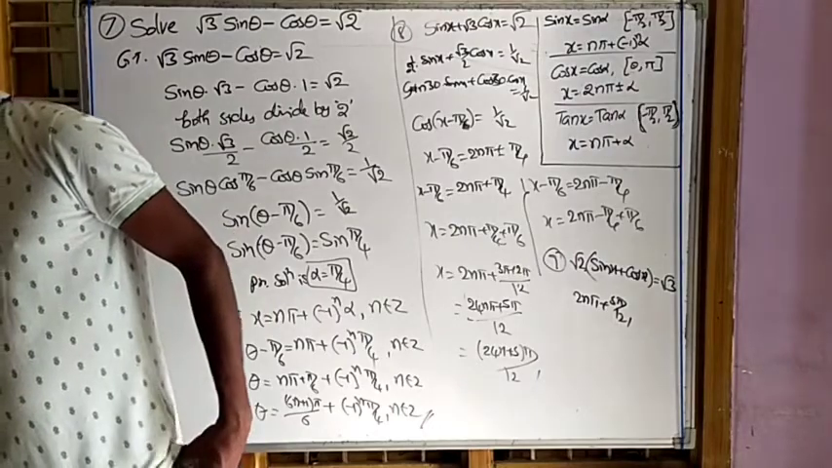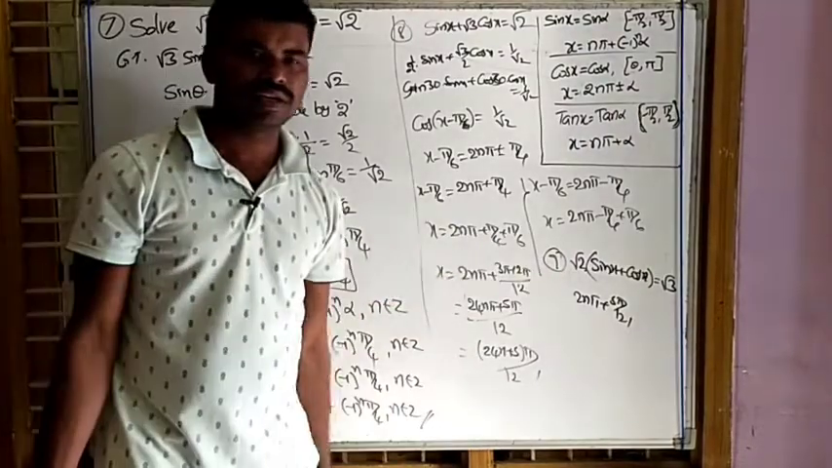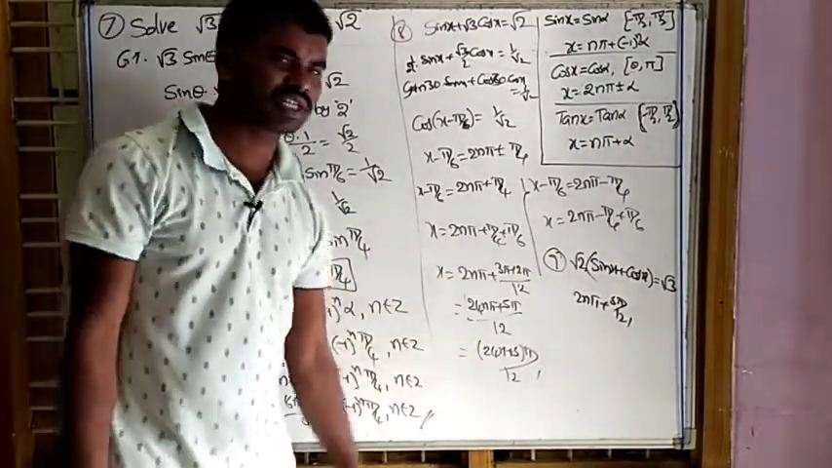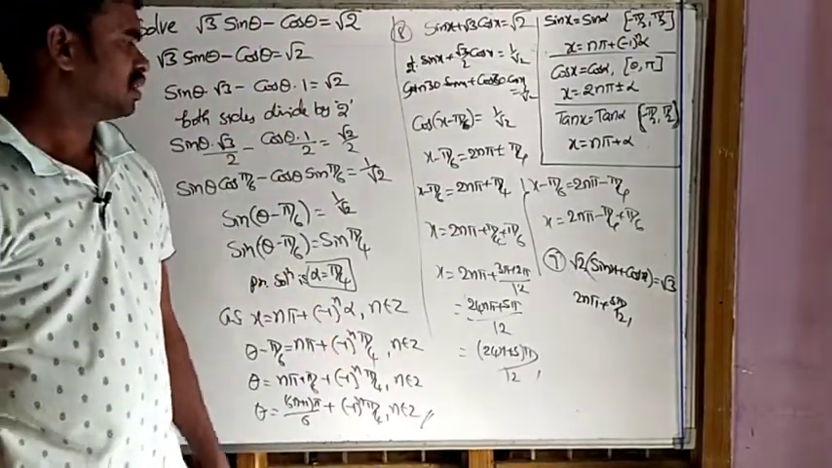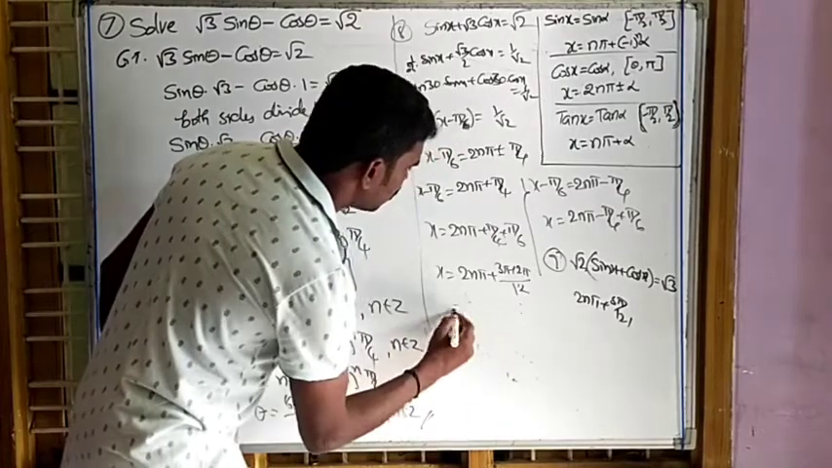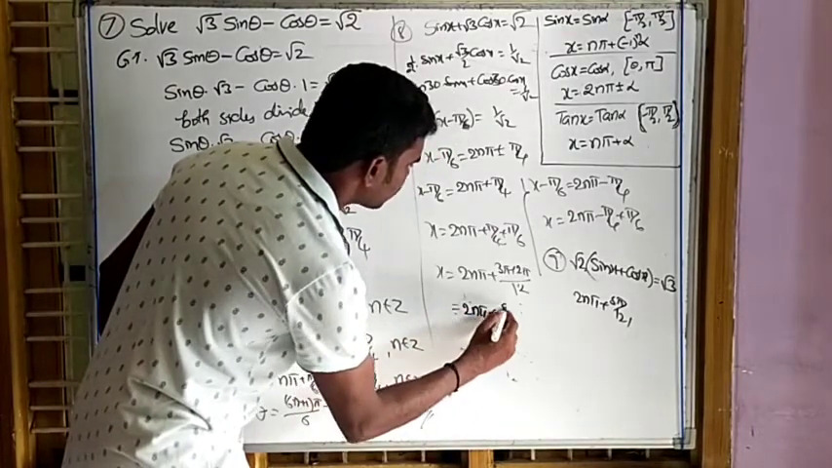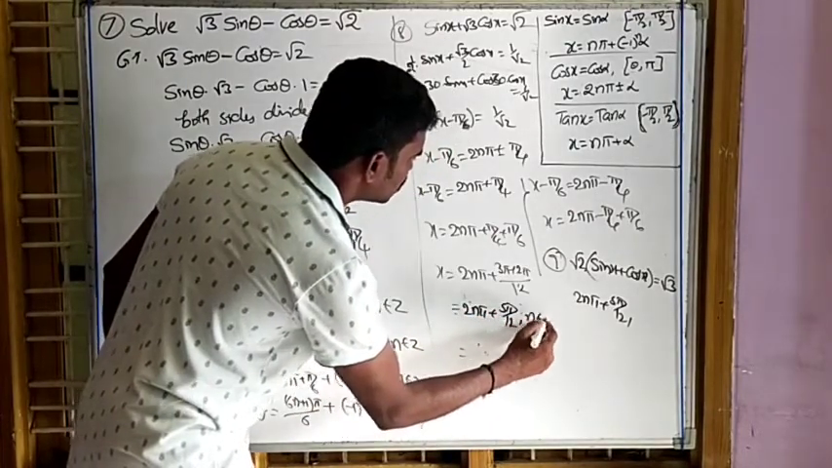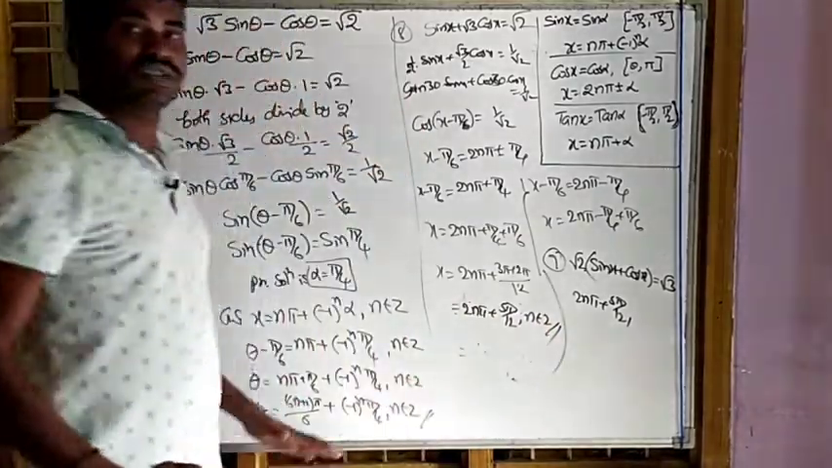And another one is, you try it, you will get the answer. In the textbook also you can see the question and the answer. Or you can write this as the answer also: 2n pi plus 5 pi by 12, n belongs to Z. Any doubt?